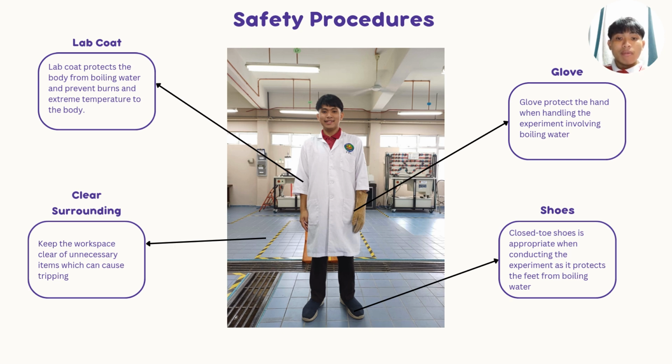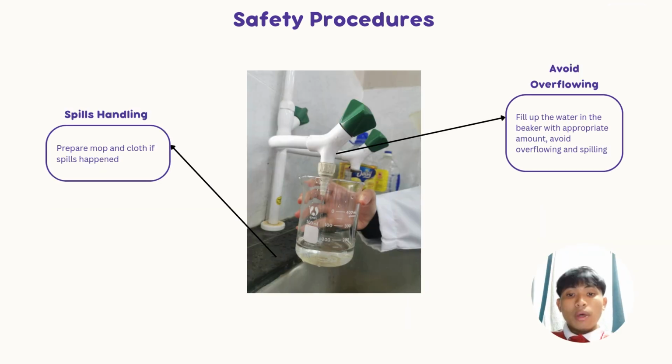And we must make sure that we have a clear surrounding when conducting the experiment, because it can prevent us from tripping. So we need to, like the Malay saying, sediakan payung sebelum hujan. In case anything happens, like spills everywhere, we must prepare a mop and cloth. And last of the safety precautions we must follow is to avoid overflowing.